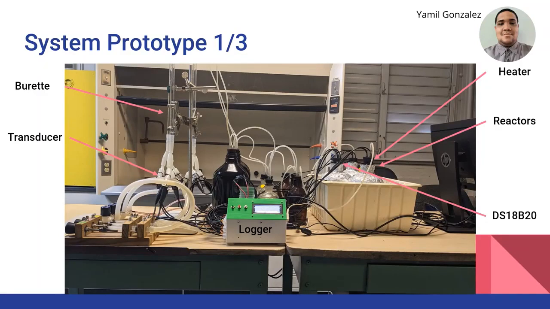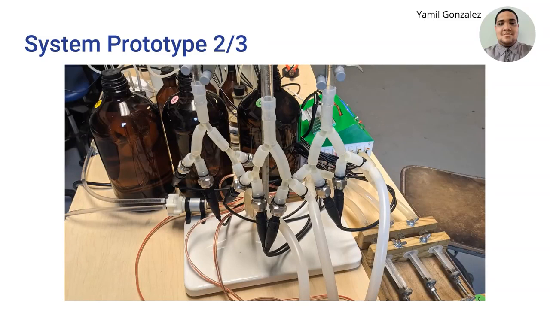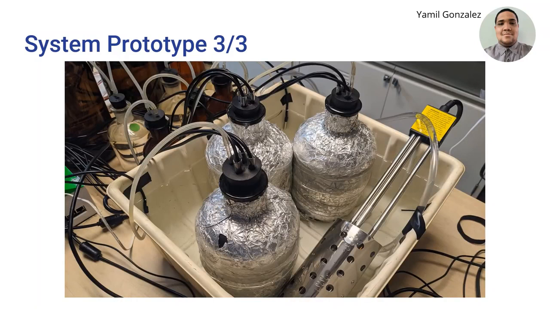This is the setup of the prototype in the experiment table. We can see where some of the components are located. Here we have a better look of the condenser and it's possible to see the water pump. Now we have a better look at the reactors, the water bath, and the heater.